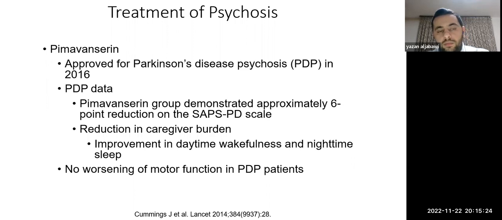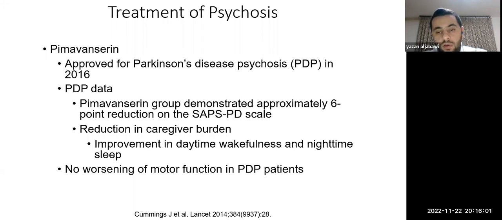Now, we have a new drug which was approved for Parkinson's disease psychosis. It's called pimavanserin. It's considered one of the atypical antipsychotics. It was studied in Parkinson's disease psychosis. The pimavanserin group demonstrated approximately a 6-point reduction in the scale of psychotic symptoms in Parkinson's disease dementia. It also showed a reduction in caregiver burden, which is one of our main goals.